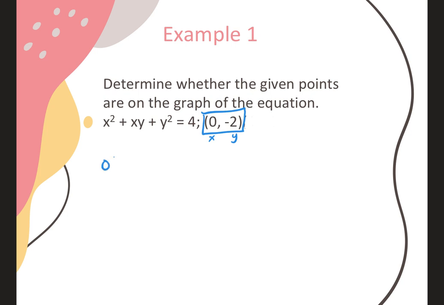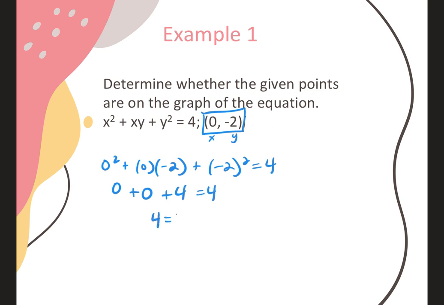Okay, so 0 squared plus 0 times -2 plus -2 squared equals 4. And I get 0 plus 0 plus 4 equals 4. Does 4 equal 4? Yes. So this is on the graph of that equation. If the left side did not equal the right side, we would say no.